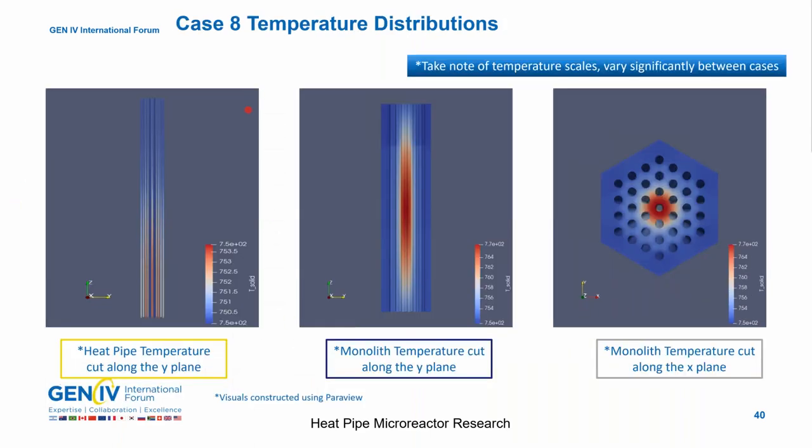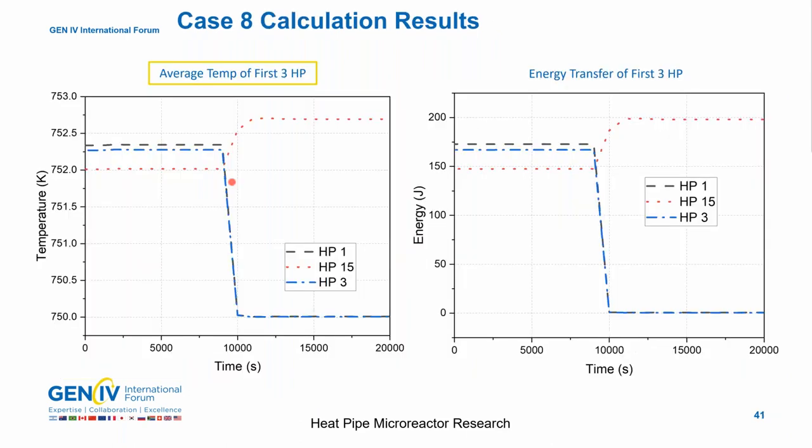Here we selected case 8 as an example to show the distribution. Here are the heat pipes, the monoliths from the side view, and the monoliths from the top view. If you still remember what I showed for case 3, at 20,000 seconds the temperature distribution is the same from case 8 to case 3. We can also check the situation of the heat pipes. We can see that ring one and ring two fail at 10,000 seconds, and ring four, ring three, and the other rings take a higher burden. The situation is the same for the energy transfer.